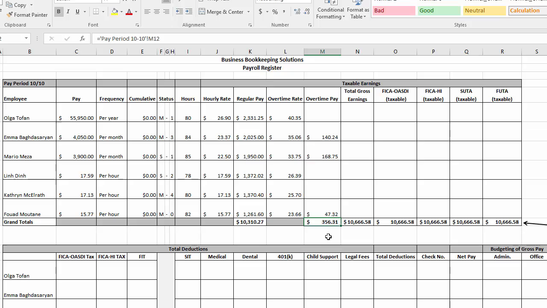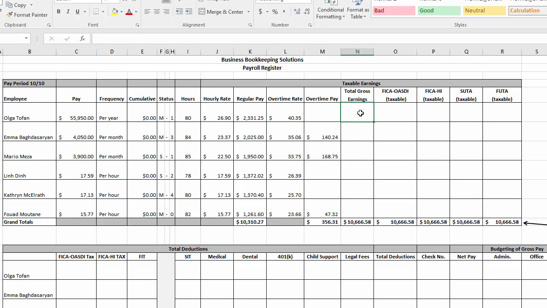And then we should double check that it equals 356.31. So I'm going to get rid of that and put in my AutoSum. Now notice it's guessing that we only want to add that number because they're not all in a row. So I'm going to add up all the numbers. There we go.